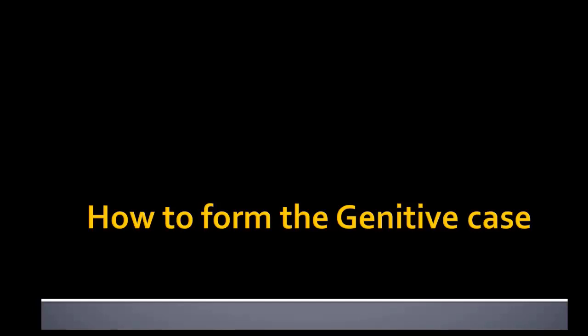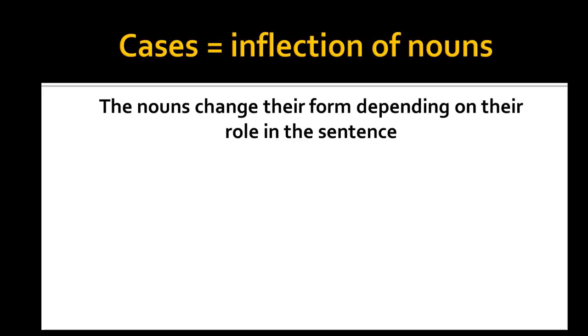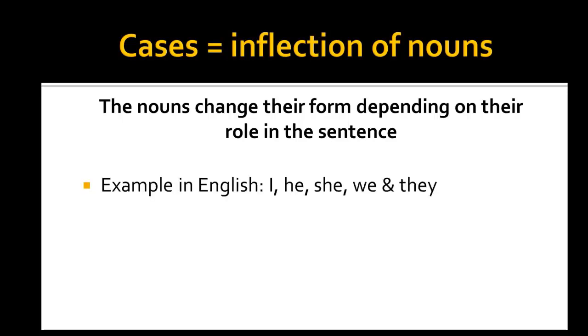In this tutorial, you will learn how to form the genitive case in Russian. First, let's talk about what cases and the inflection of the nouns are. Inflection of the nouns in different cases means that the nouns change their form depending on their role in the sentence. Although in English you do not have a case system, you still have inflection. The example in English would be the personal pronouns I, he, she, we, and they.